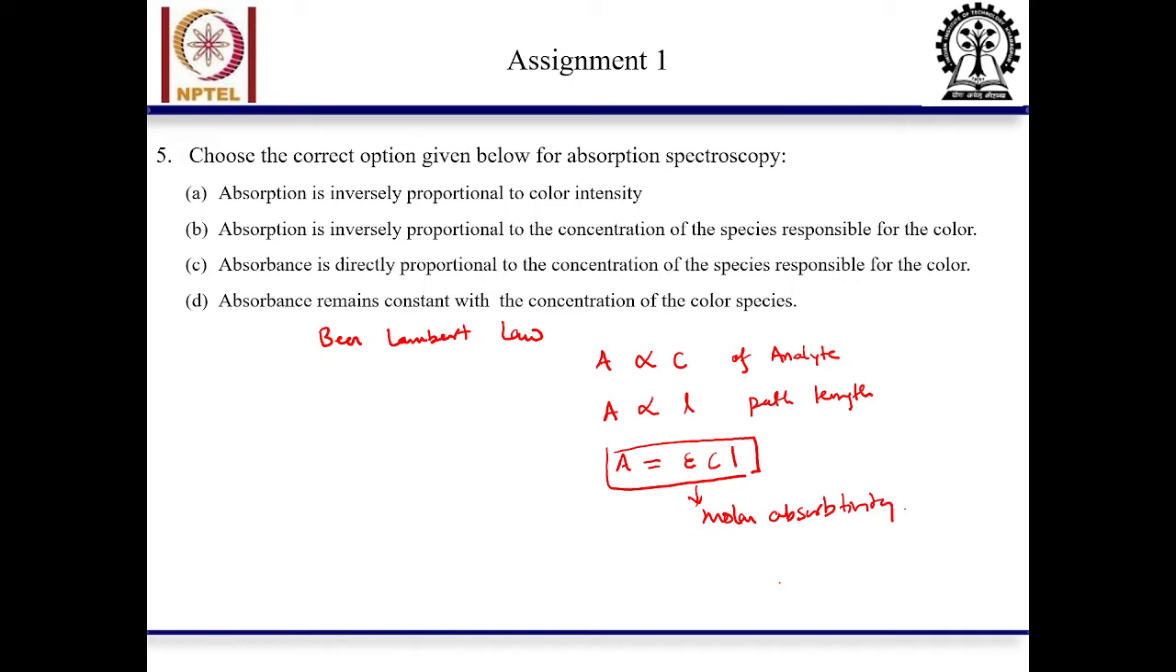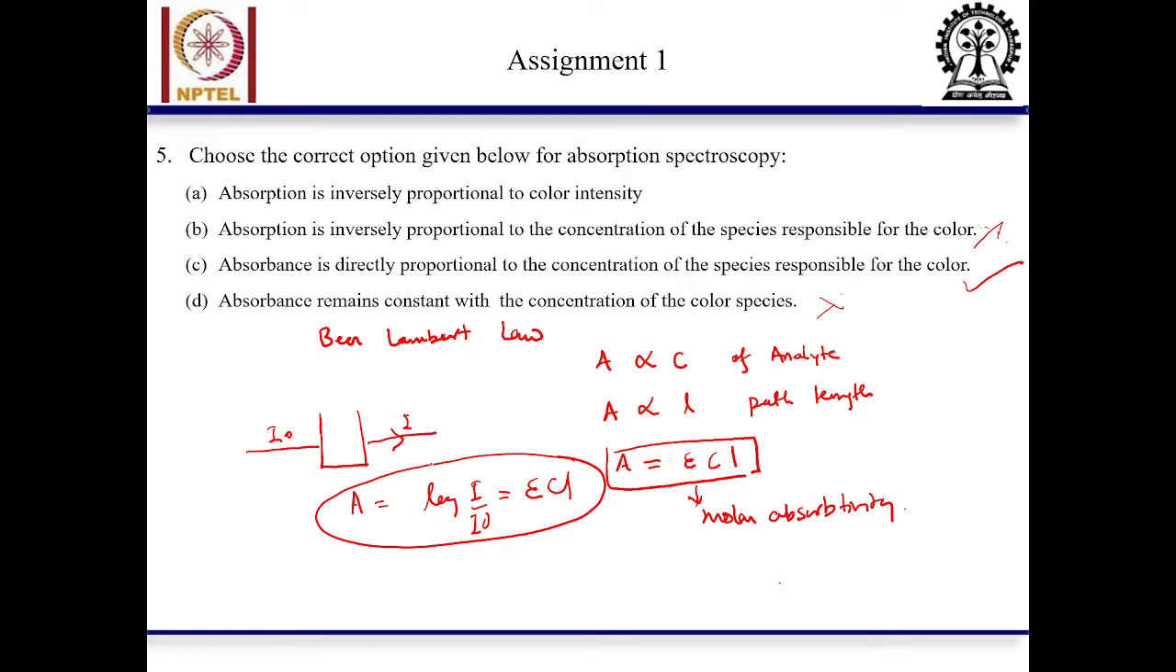So here if we read, absorption is inversely proportional to the color intensity. Absorption is inversely proportional to the concentration of the species responsible for the color? No, because if we have more analyte, the absorption will be more. Absorption is directly proportional to the concentration of the species responsible for the color. That is correct. Absorption remains constant with the concentration of the color species? No. Basically here we have I0, this is your sample holder, and this is I. So absorption is log I0 by I equals epsilon CL. So the answer is absorption is directly proportional to the concentration of a species responsible for the color.